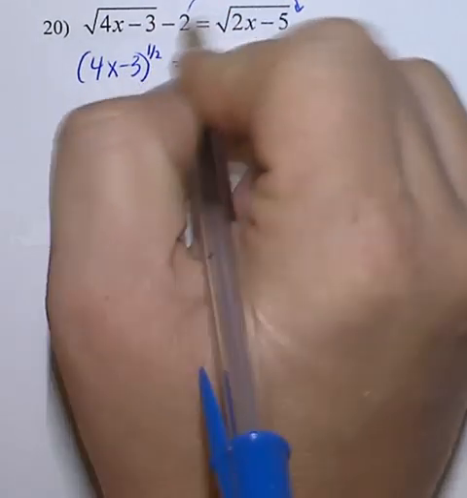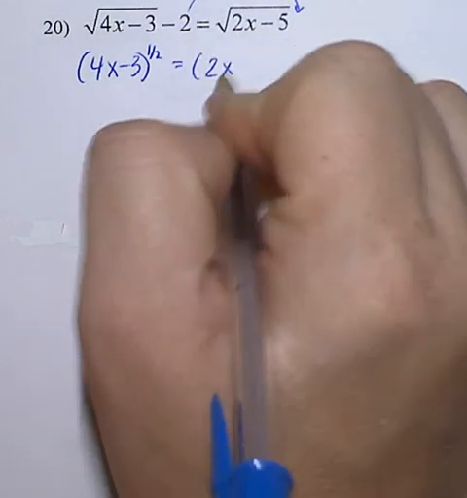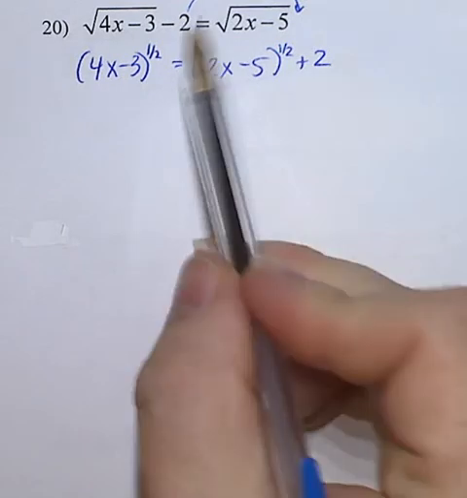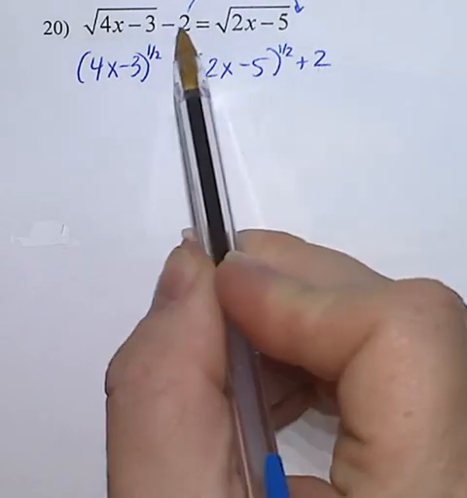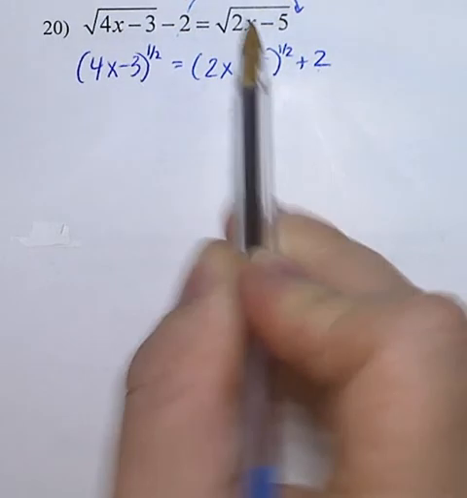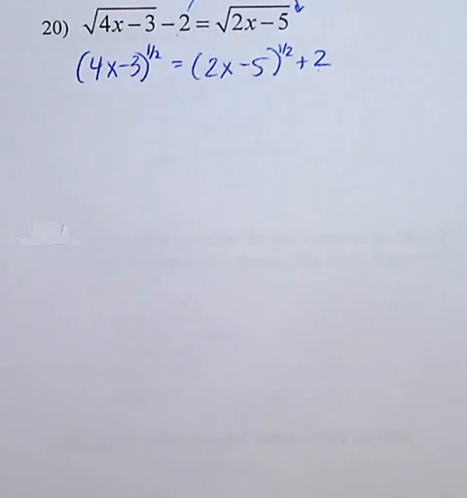So the 2 comes over, it becomes positive. So in this step, all I've done is I moved 2 to the opposite side. When it crosses over the equal sign, it becomes positive. And I've written both of the radical signs in rational exponent form.